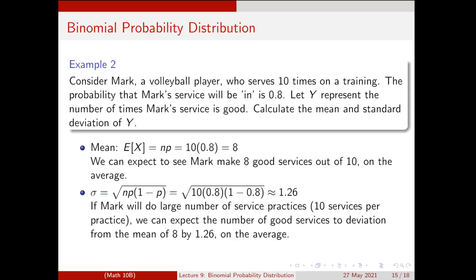For the standard deviation, it's square root of np times 1 minus p. So, 10 yung independent trials, 0.8 yung probability ng success, at saka 0.2 naman yung probability ng failure. So, it's approximately 1.26. What does it mean? If Mark will do a large number of service practices, that is, serving 10 times, we can expect the number of good services to deviate from the mean of 8 by 1.26. It should be deviate. But why is it deviation?